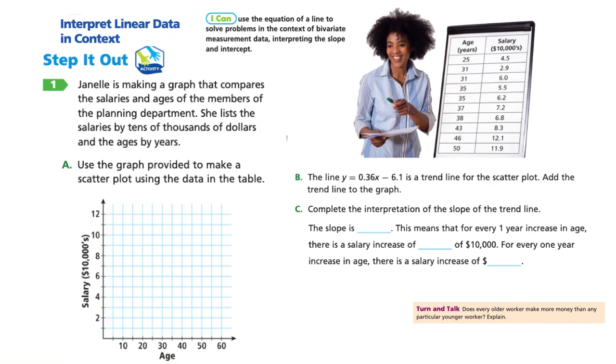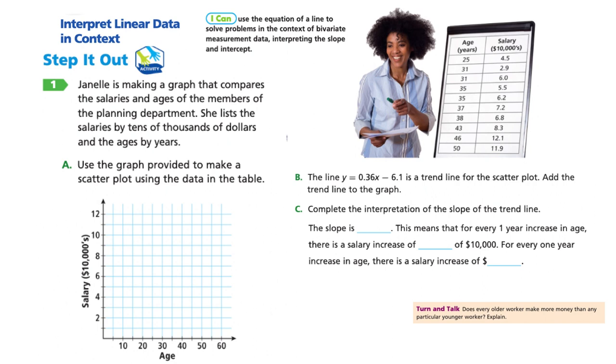Hi, 8th grade. This is lesson 3 of module 8, Interpret Linear Data in Context. And the I can statement says, I can use the equation of a line to solve problems in the context of bivariate measurement data, interpreting the slope and intercept. So this one, they go right to the step it out. There's no spark your learning or build understanding. So let's look at this, and then you can pause the video and work on it, and then we'll work through it together.